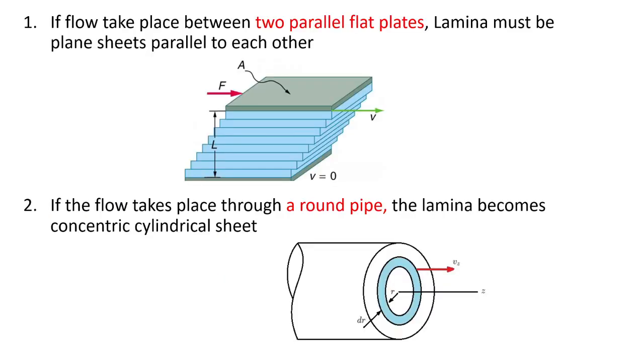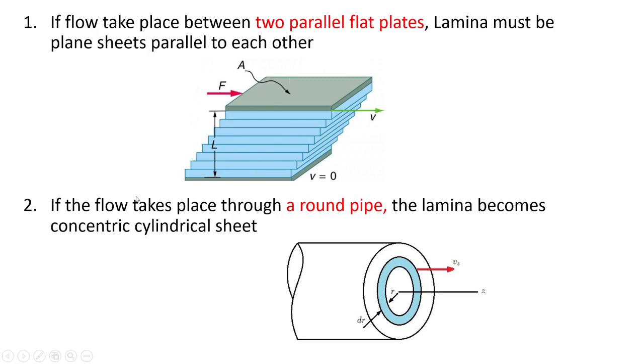So, there are two conditions. If flow takes place between two parallel plates, here we can see there are a number of parallel plates. If flow takes place in between these two parallel plates, the lamina must be plane sheets which are parallel to each other. In this case, the lamina will be plane sheets parallel to each other.